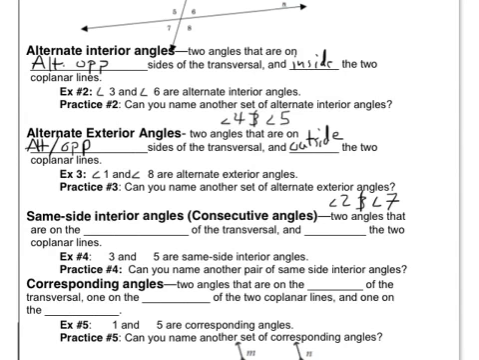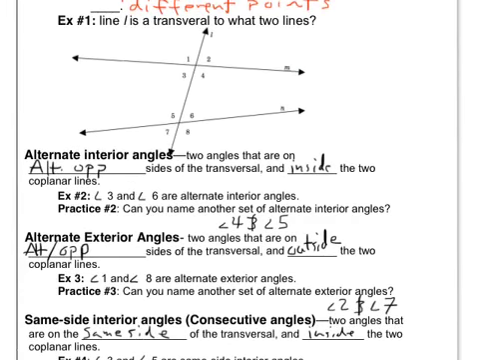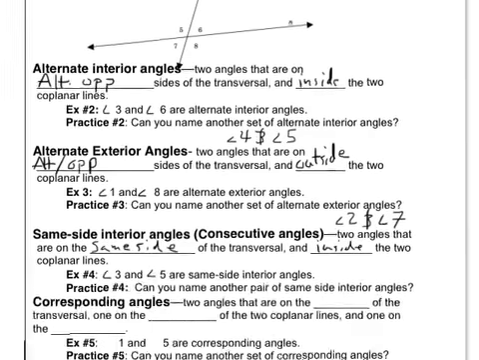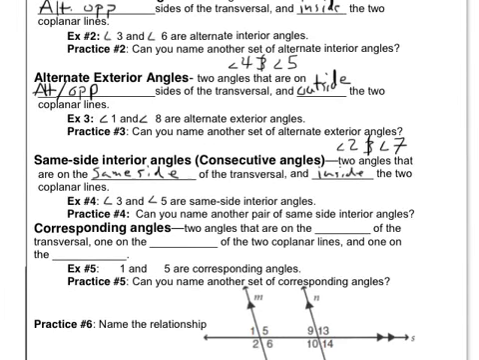Same side interior angles. These are two angles that are on the same side, you got it, of the transversal and inside the two coplanar lines. So, for example, angles 3 and 5. If you look up here, 3 and 5, they are on the same side and inside these two lines. So another pair would be 4 and 6. They're on the same side and inside these two lines. So we could say, yes, 4 and 6, angles 4 and 6.